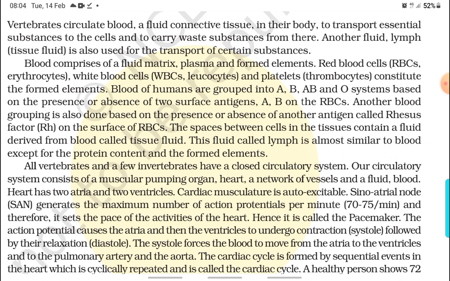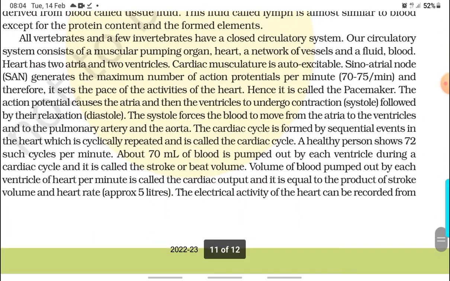Blood of humans is grouped into A, B, AB, and O systems based on the presence or absence of two surface antigens, A and B, on the RBCs. Another blood grouping is also done based on the presence or absence of another antigen called rhesus factor, Rh, on the surface of RBCs. The spaces between the cells in the tissue contain a fluid derived from the blood called tissue fluid. This fluid, called lymph, is almost similar to blood except for the protein content and the formed elements.